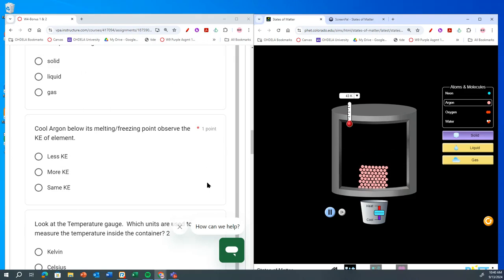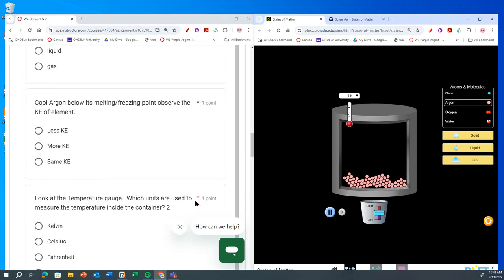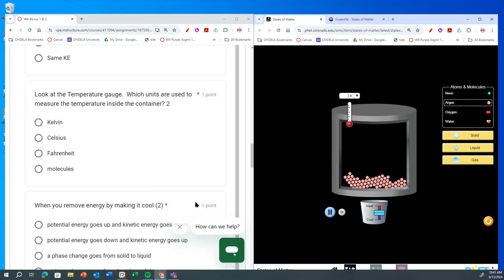Cool argon until below its freezing point. Okay, so if we're going to make it where we have liquid, so we're going to cool it. So what's happening to the kinetic energy or energy of motion? Look at the temperature gauge. Which are the units to measure temperature? So this is in K, and that's Kelvin, right? So we could use a Celsius scale, but we're using K.